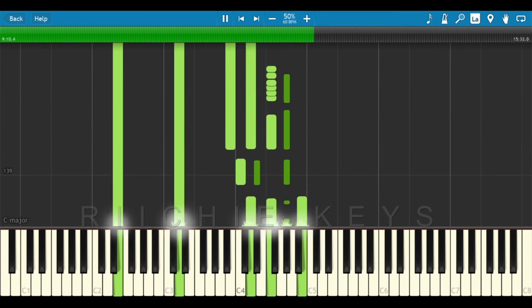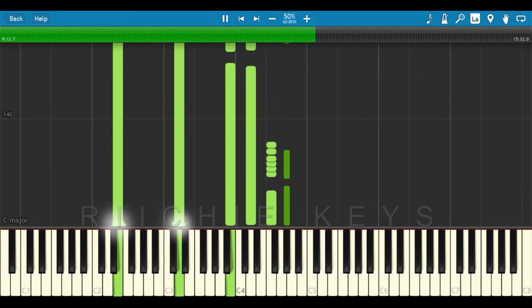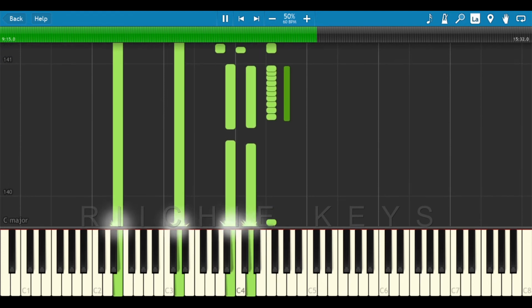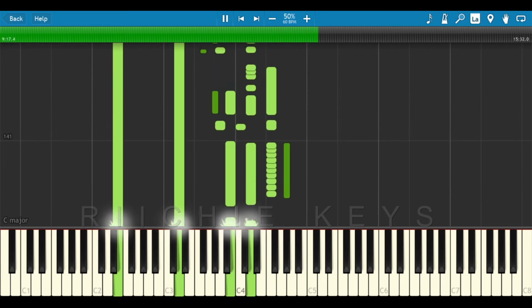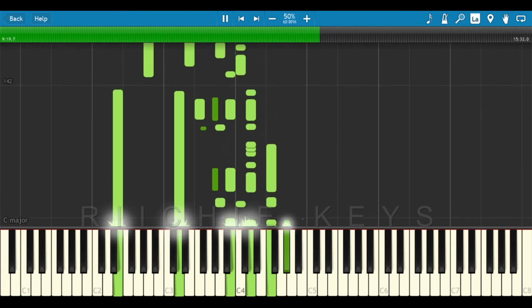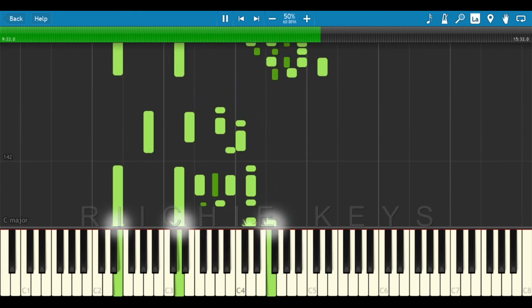Next note is A flat. I play the same ID over it again. Then the next note is F. Then I'm back to my D.